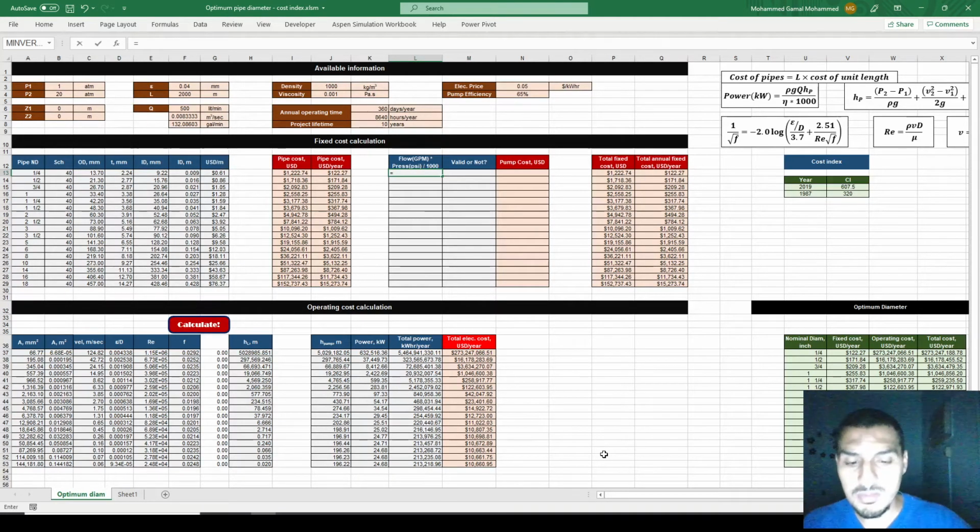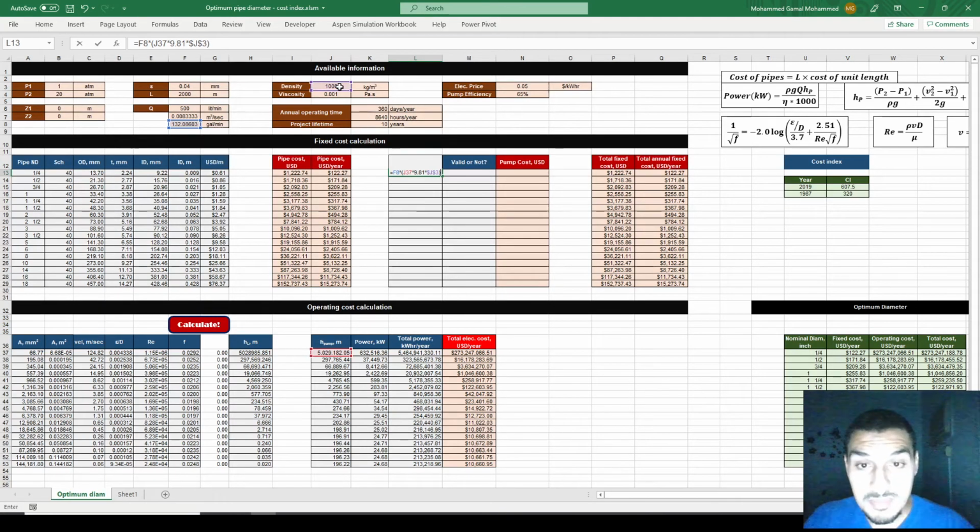So what I'm going to do is multiply the flow rate in gallons per minute, which I have already calculated, by the head, which is this. But this head is in meters, so I have to convert it into psi, and before that I have to convert it into Pascal. So I'm going to multiply it by 9.81, and then multiply it by the density.